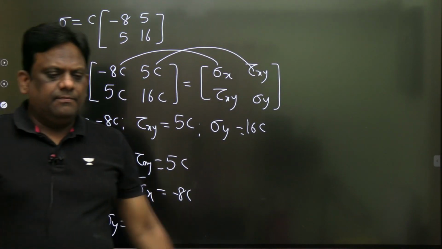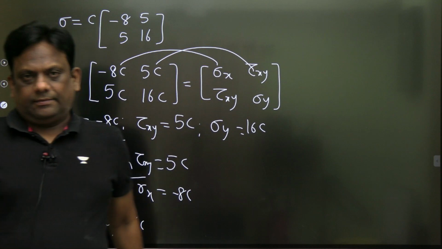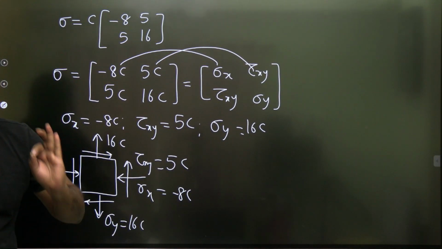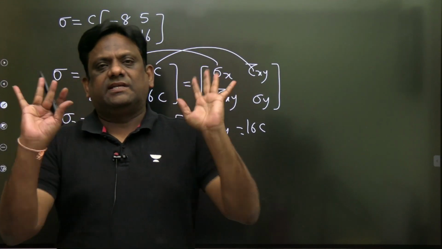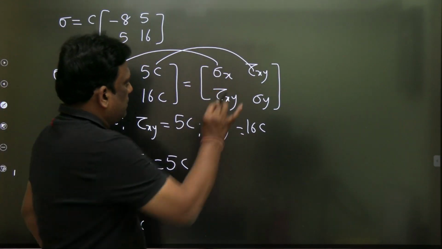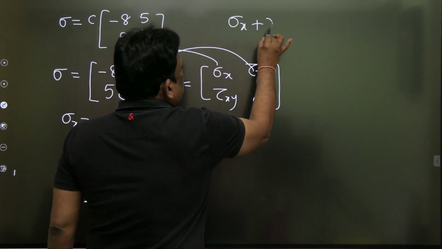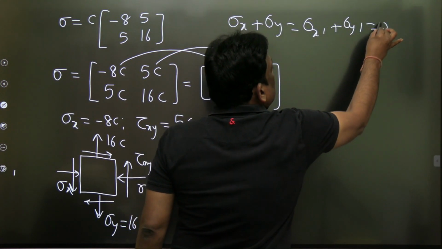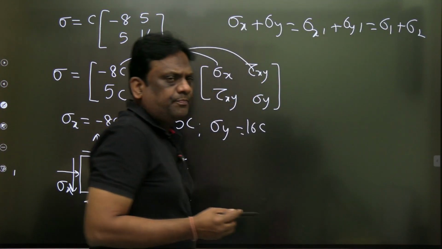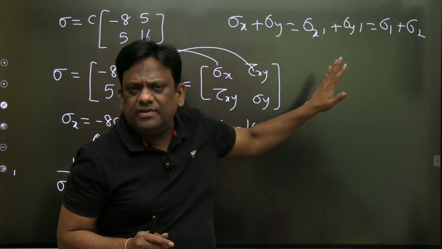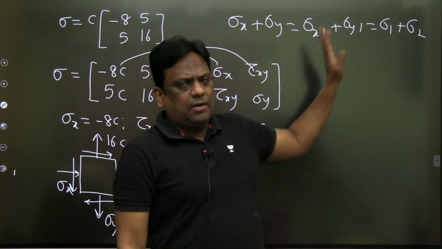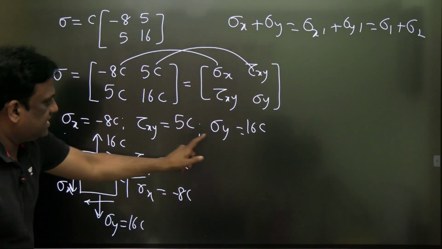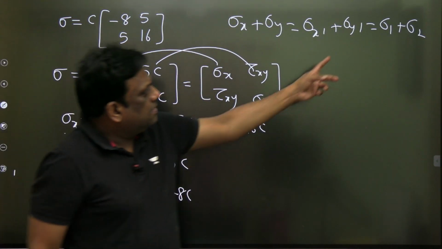See, my dear students, there is no need to put pen on paper. Why? Let me tell you very clearly. The sum of normal stress on any two mutually perpendicular planes is constant. It is invariant of theta. What does it mean? It means sigma x plus sigma y can be written as sigma x dash plus sigma y dash, or it can also be written as sigma 1 plus sigma 2. That means on any plane inclined at an angle theta, the sum of normal stresses on two perpendicular planes is constant. So when you add sigma x and sigma y, it should be equal to sigma 1 plus sigma 2 also.